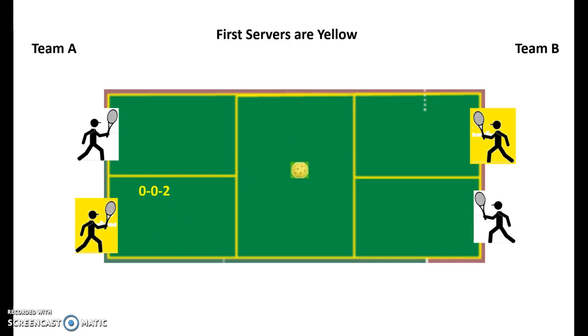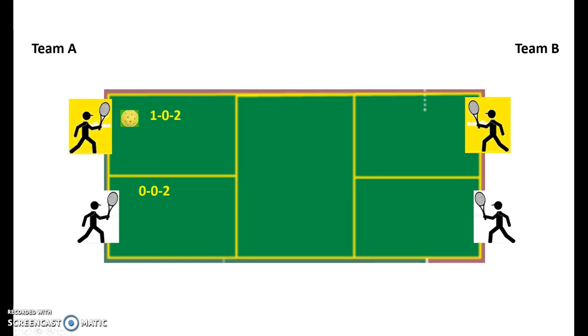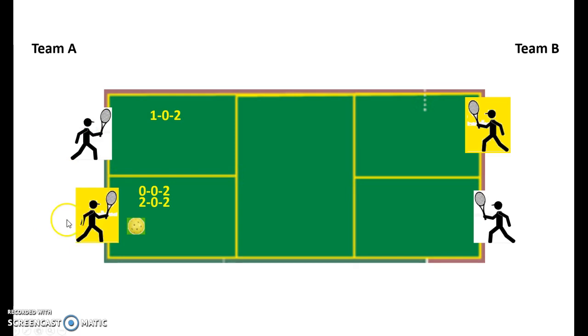They serve the ball, and it looks like Team B hit a ball into the net. So now Team A switches positions, and the score is 1-0-2. And it looks like Team B shot the ball out of bounds. So these two are going to switch positions. The score is now 2-0-2, and we serve. It looks like that server served long, so side out. Now it's Team B's serve. The score is 0-2-1, and they serve.